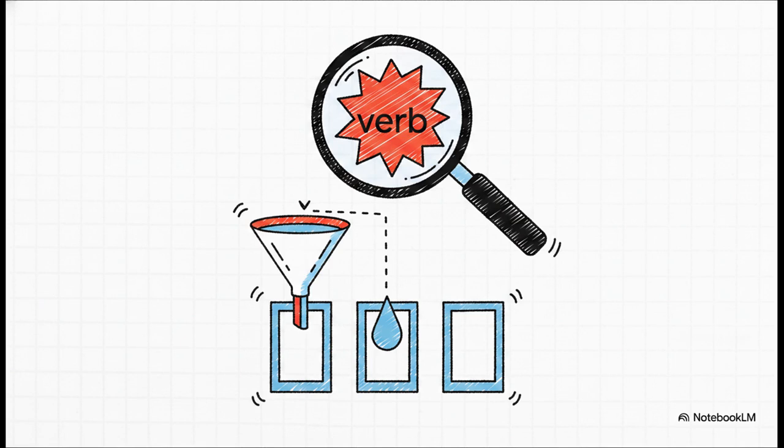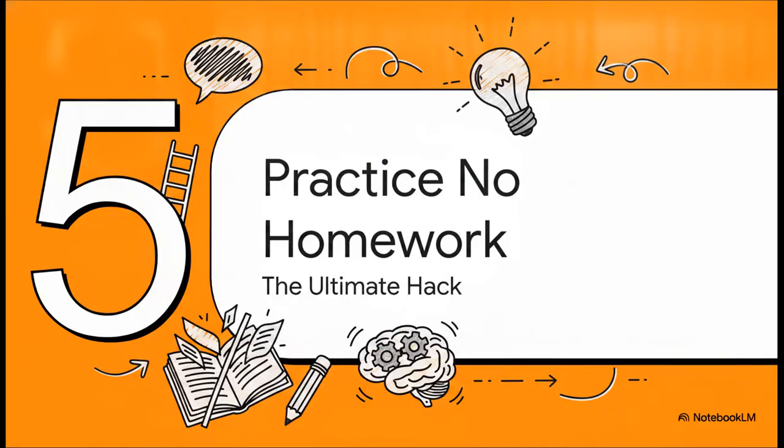Do you travel? But, and here is the ultimate deciding factor, if there is no ordinary verb at all, or if it's an ing verb, you switch the helper over to is or are. Is it raining? If you can spot the verb, the helper falls right into place. Section 5. Practice without the homework, the ultimate hack.